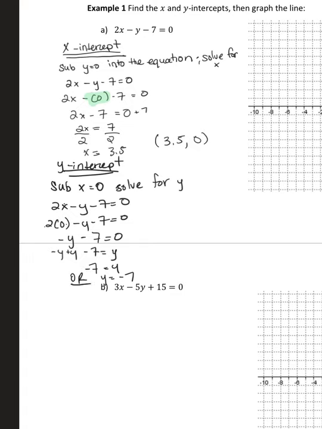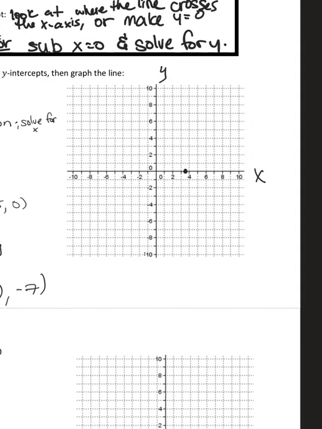So what does this mean? This means that my y-intercept now, my x value is going to be 0 because that's what I substituted into the equation. My y value is negative 7. So if I'm going back to this graph, I'm going to find negative 7 on my y-axis. I'm going to draw a dot there. Now look, I have two dots. Using a ruler, you can connect them and make a straight line.